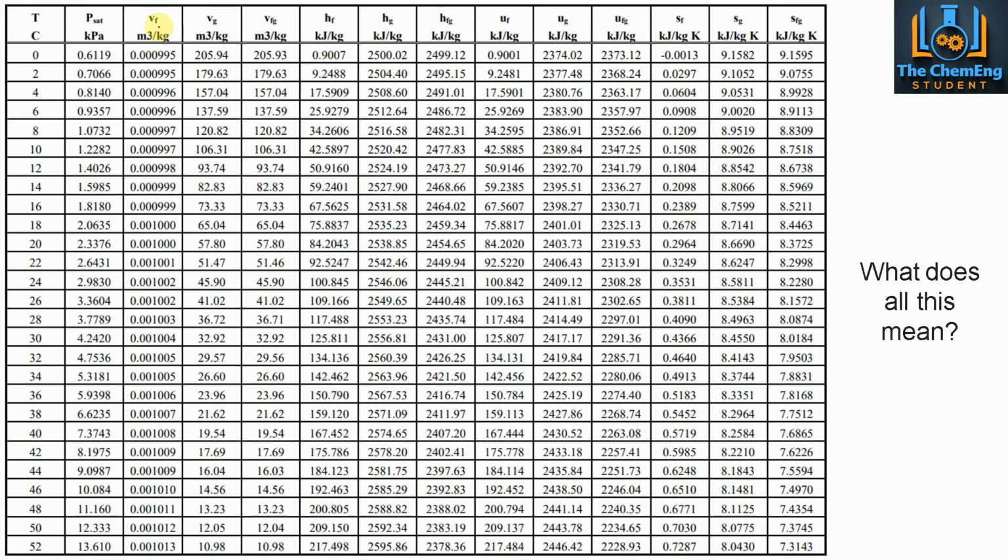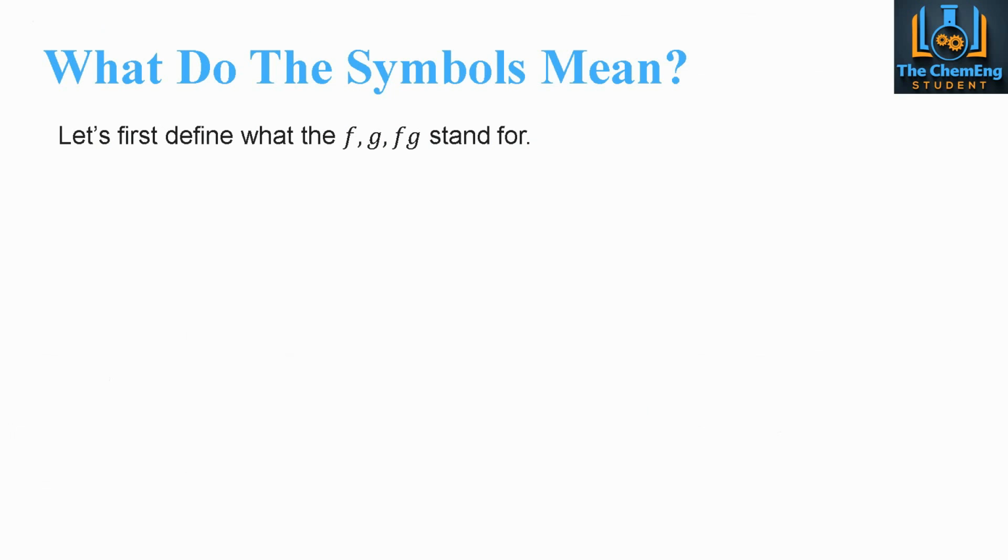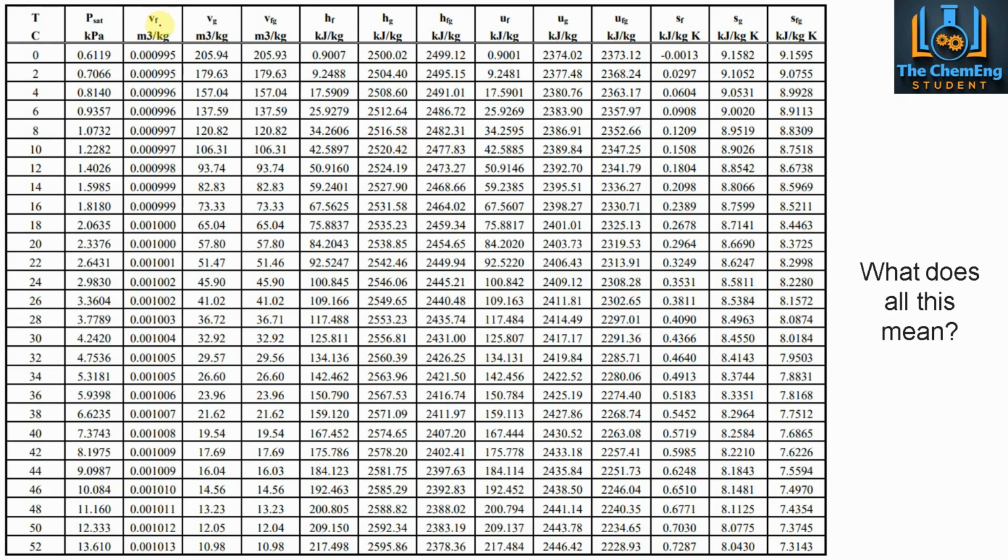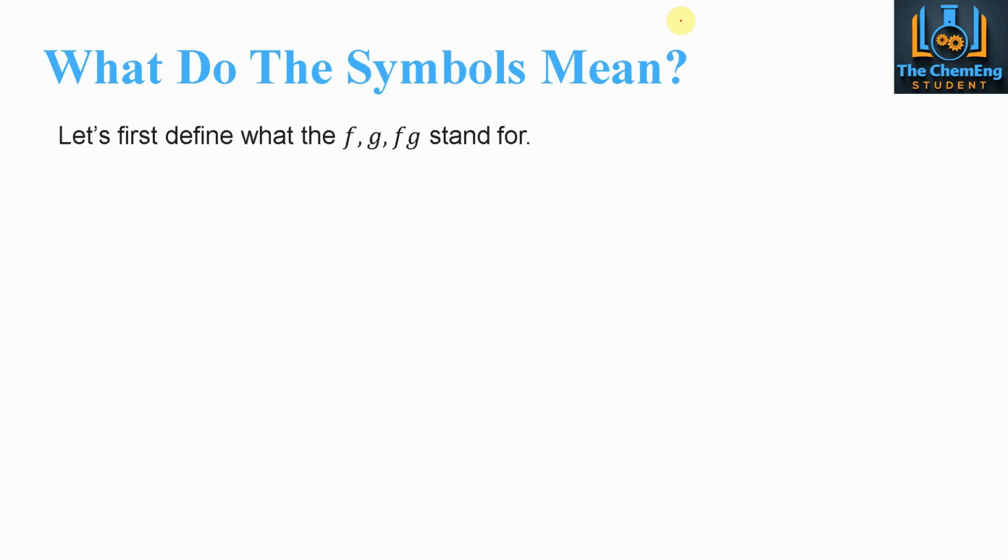What we want to know is what these different parameters are and how we can use them in examples. So let's first define what the subscripts f, g and fg stand for. When we see these f values, HF, VF, UF and SF, what these mean is this is for saturated liquid. So if we have a saturated liquid system, then these would be the values that we would use.